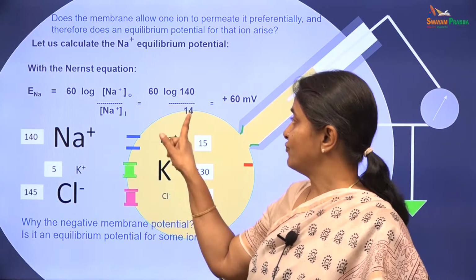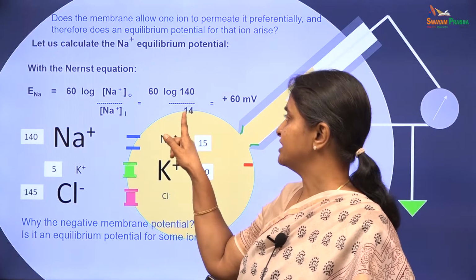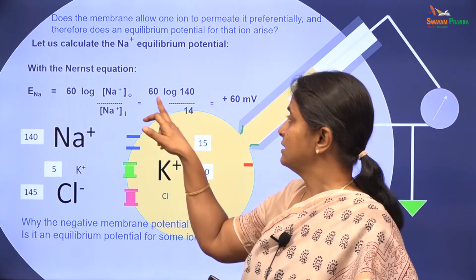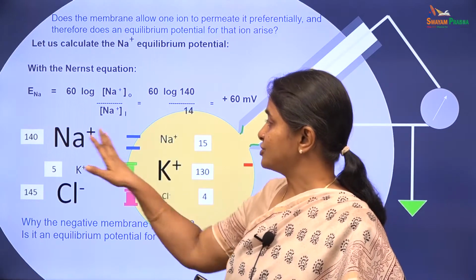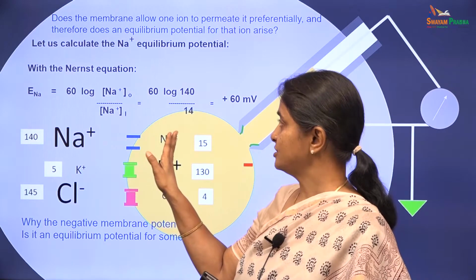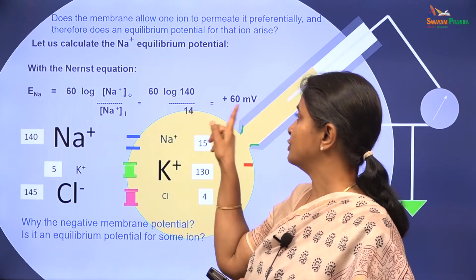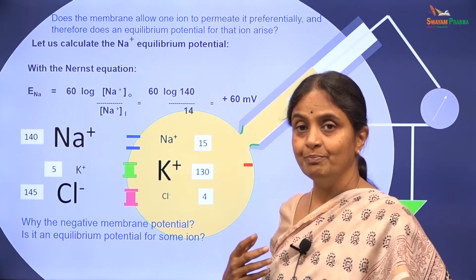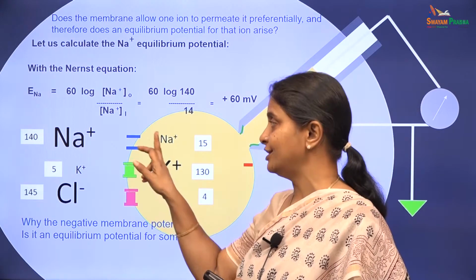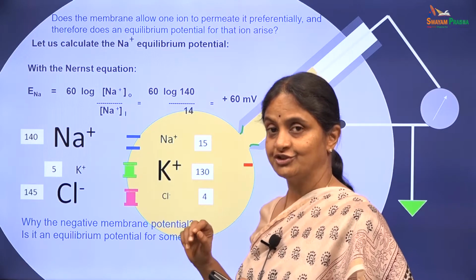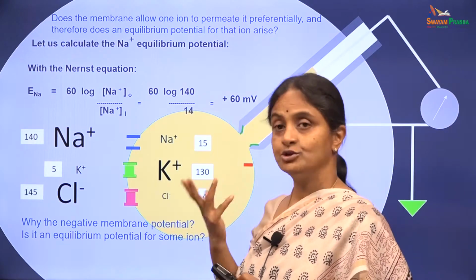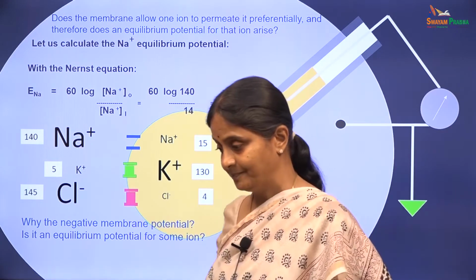Okay. Now, sodium outside is 140 and sodium inside, I am just putting it as 14 for ease. Equilibrium potential for sodium in this situation would be 60 log 10, which would be 60 millivolts or plus 60 millivolts. We already knew it has to be a positive potential. We now know the magnitude of that potential as well.